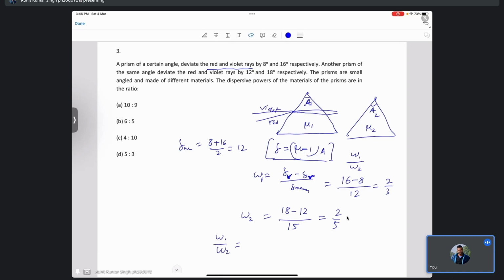So you just divide these two. 2 by 3 by 2 by 5, the 2 gets cancelled, 5 by 3. So W1 ratio W2 is just 5:3. So this was a simple application of these two formulas.